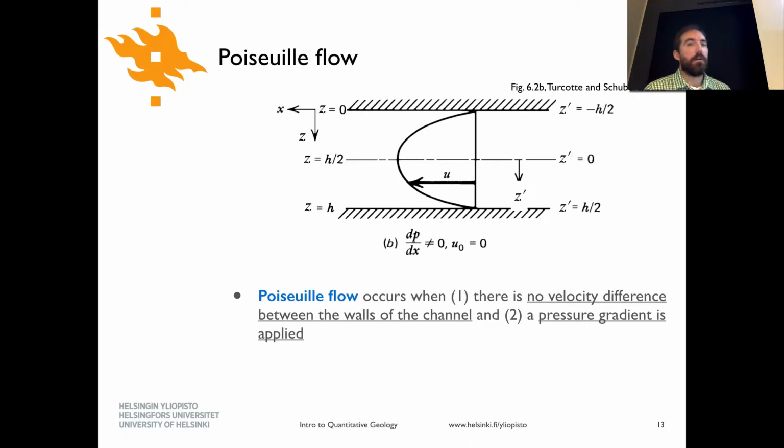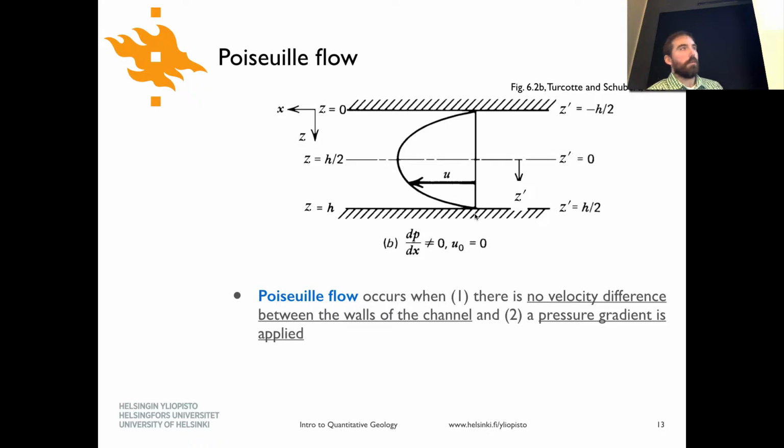The other end member is called Poiseuille flow, and this occurs when you don't have the walls of the channel moving, so they're both fixed in space, but you apply pressure. With the toothpaste tube analogy once again, it'd be like you're squeezing one end of the toothpaste tube, and this material is being pushed from the pressure out the end of the tube. And so the velocity that you see in this case looks something like this.